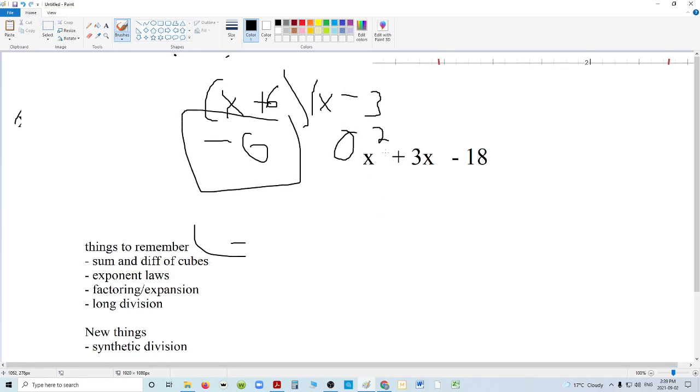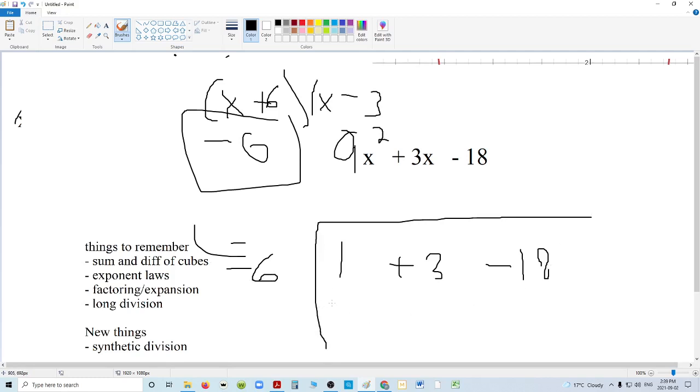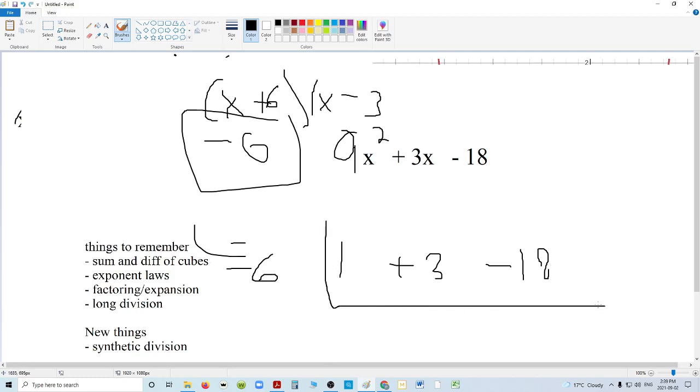I want you to notice the numbers in front of each and just bring them down. We're working with 1. That's a 1 there, not a 0. Plus 3. Minus 18. And here's how synthetic division works. We're going to take the minus 6 and see if it's a factor. We're going to bring the 1 down. So the 1 comes down. We're going to multiply this by minus 6, put it there, and add these. Plus 3 minus 6 is minus 3.